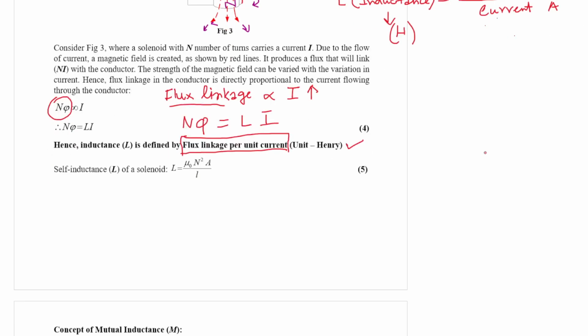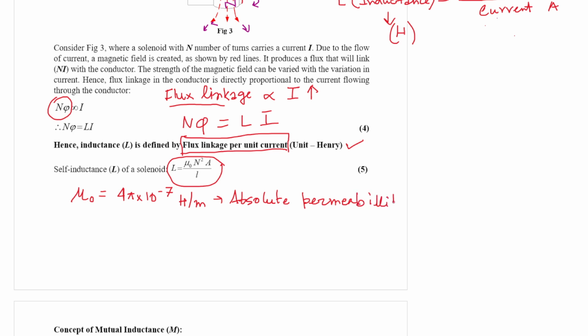Now it is a well known relation that the inductance of a solenoid is given by this formula, L is equal to mu naught N square A by l, where mu naught is equal to 4 pi into 10 to the power minus 7 Henry per meter. It is called absolute permeability. N is the number of turns.